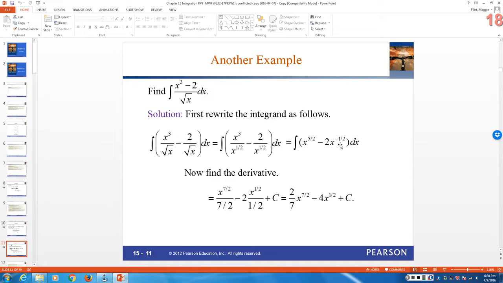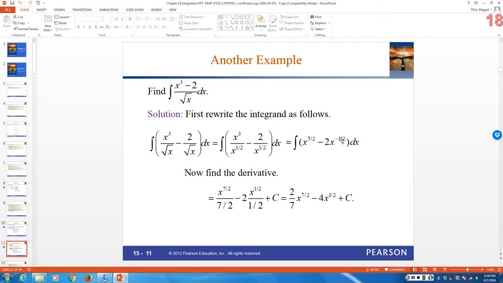And now we can apply the power rule. So the power rule says, take x to the 5/2 and add 1 to 5/2. That would be x to the 7/2. And then drop that power down underneath and divide by it. Minus 2. 2 is just coming along for the ride. It doesn't do anything else.